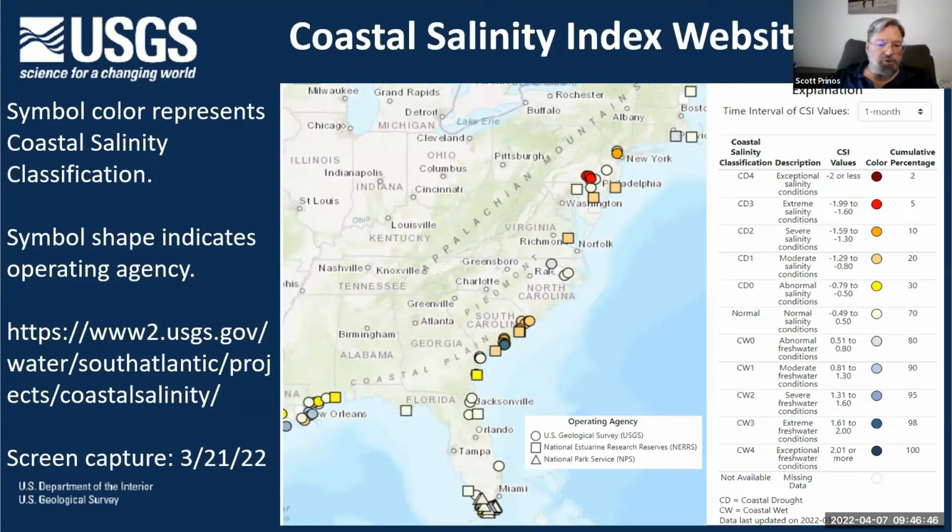The white symbols [unclear] that the water is saltier than normal, and blue colors indicate that the water is fresher than normal. The user of this website can zoom in on any of the sites to better see where they are located. By selecting a site from the map, the user can see more detailed information and graphs for the site. Next slide, please.